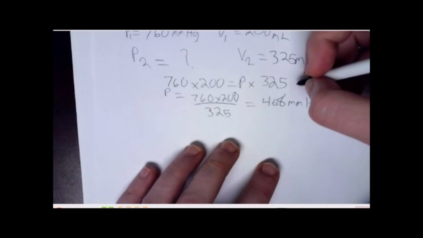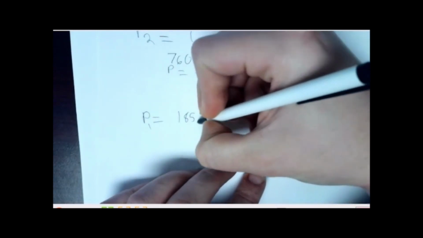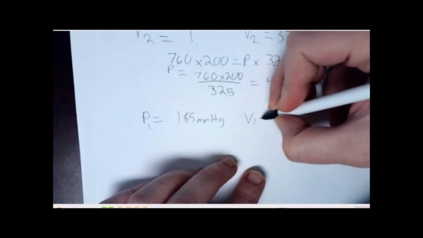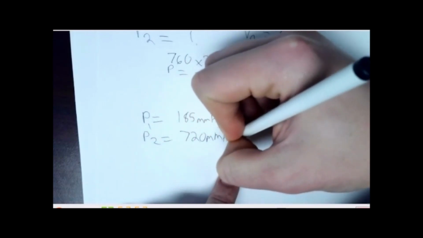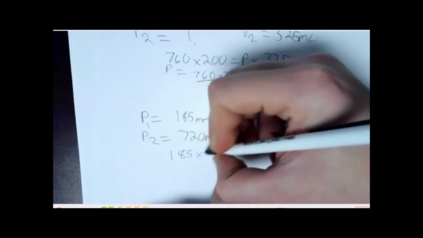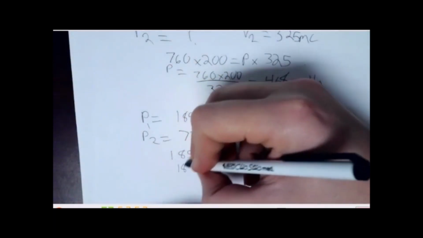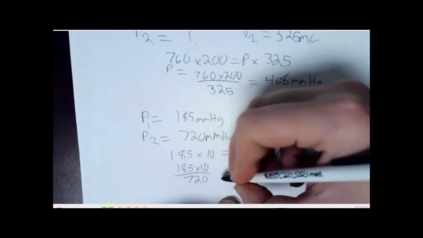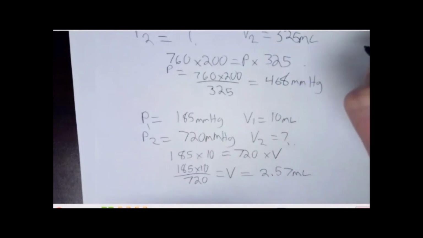Let's do one more. If the pressure is 185 millimeters of mercury and the volume at that pressure is 10 milliliters, what would the volume be if the pressure was to increase to 720 millimeters of mercury? So set up the expression again. 185 times 10 equals 720 times V. Say we solve 185 times 10 divided by 720 would give us our V, which would be 2.57 milliliters. So the volume will have decreased to 2.57.